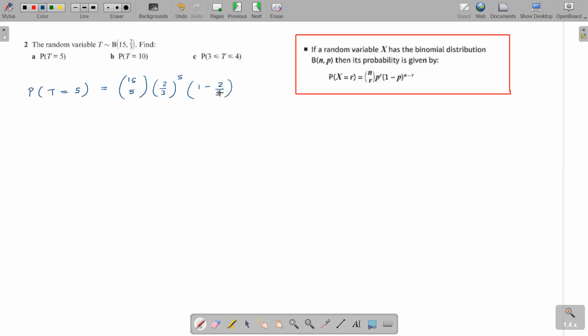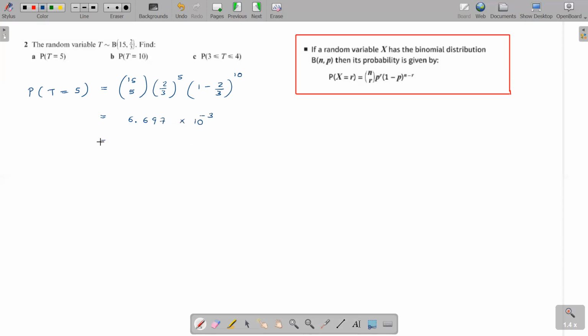So that will come to the power of n minus r. 15 minus 5 is 10. Guys, do you agree? You can directly type this in the calculator: 15C5, 2 over 3 to the power 5 into 1 minus 2 over 3 to the power 10. What's the answer? 6.697 into 10 to the power minus 3.